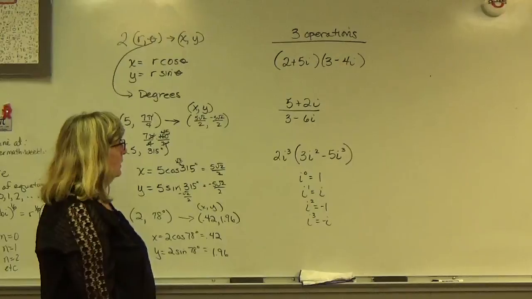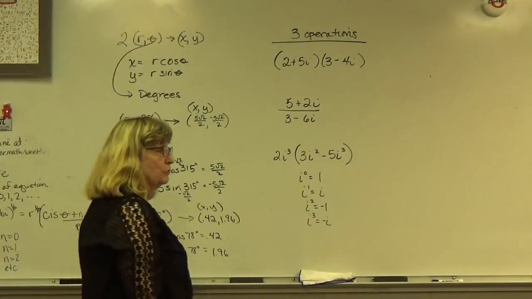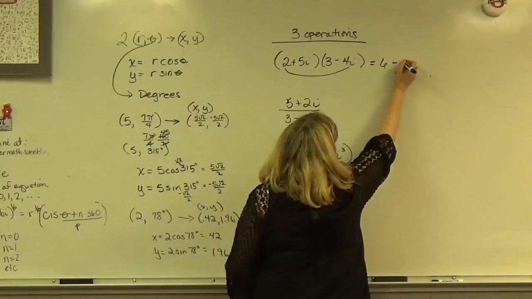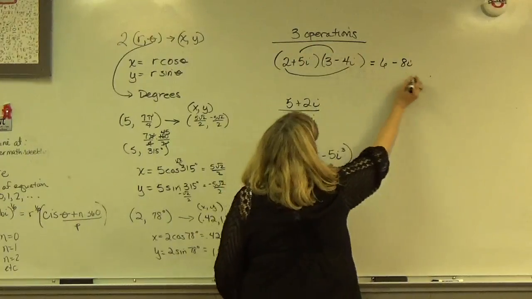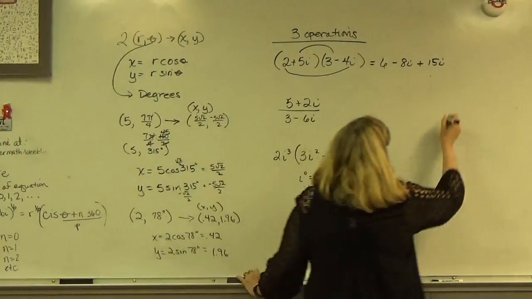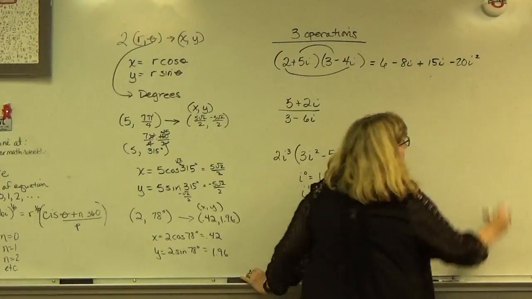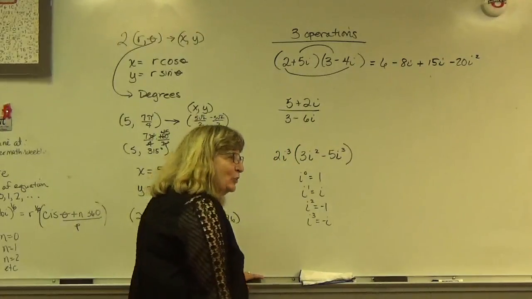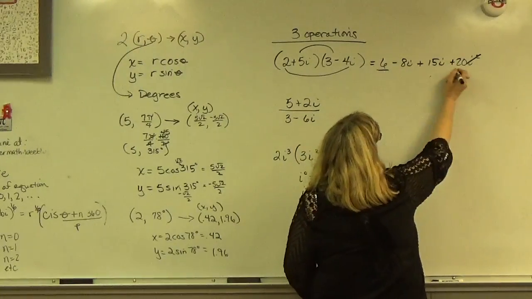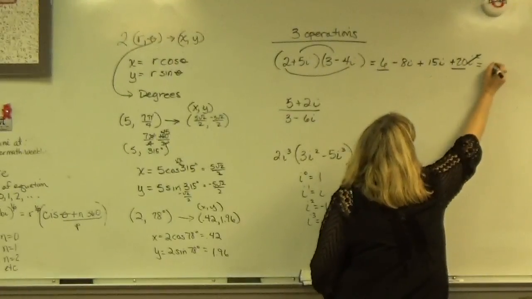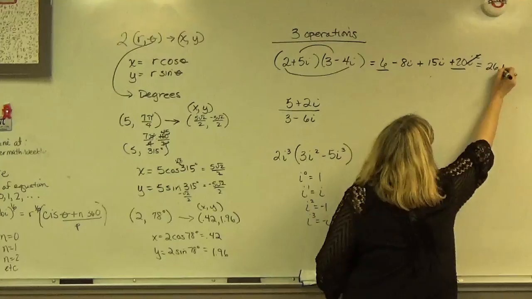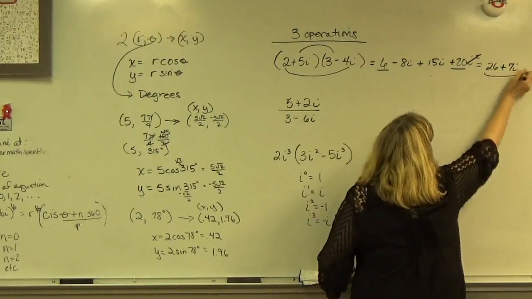Okay, we'll start with Delaney. FOILing, what would be first times first? First one's first is 6. Outer, negative 8i, inner, plus 15i, last times last, minus 20i squared. And then what does the i squared change to? -1, so that makes that a positive 20. So then what's 6 plus 20? 26. And then what's negative 8i plus 15i? 7i. And that would be our answer.